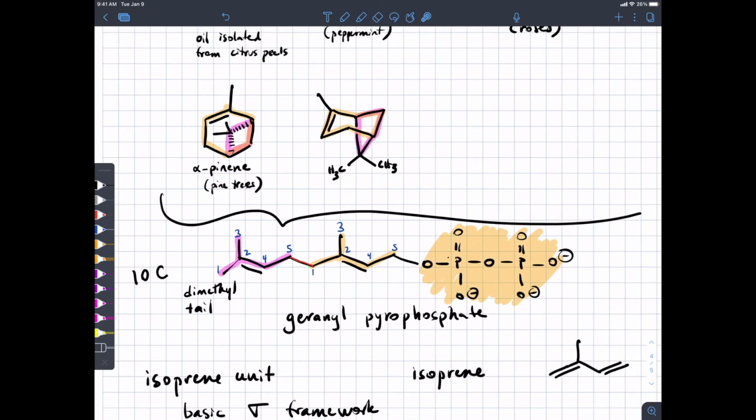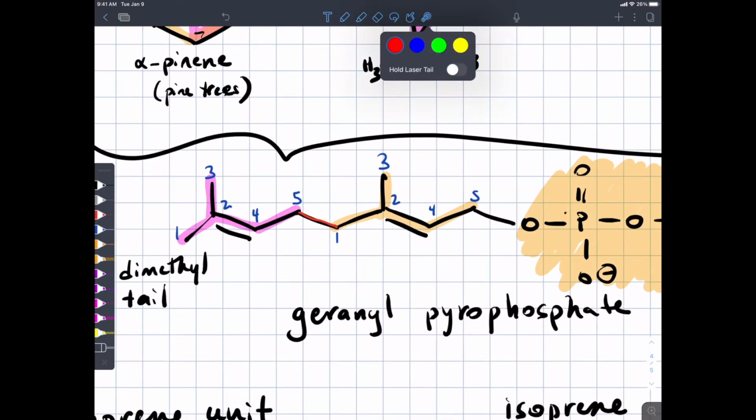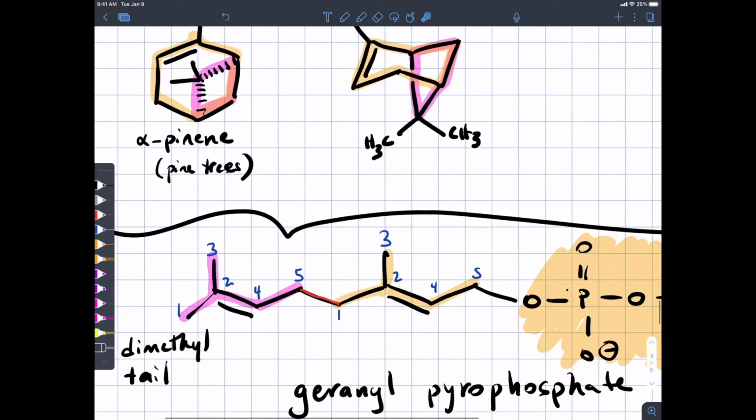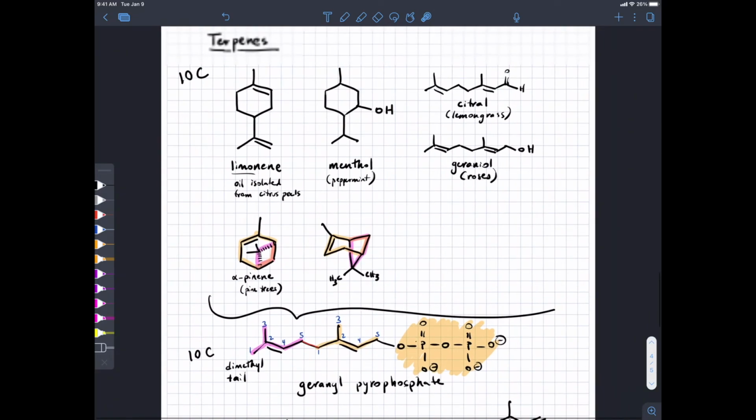The sigma framework, there may be additional sigma bonds, but we're going to have always a bond between 5 of one unit and 1 of another. All right? So it should be pretty straightforward for you to see where the isoprene units are in geraniol and citral. Let's do limonene, because that's pretty hard.